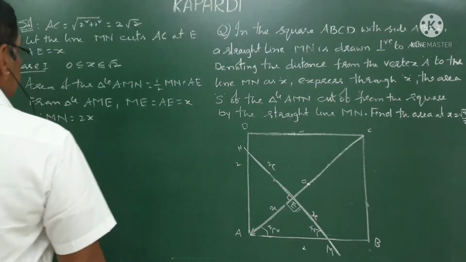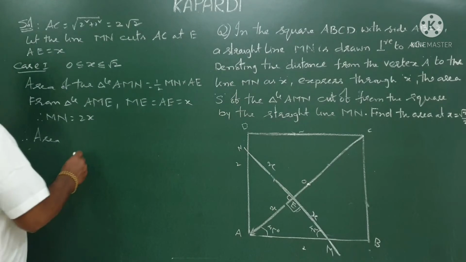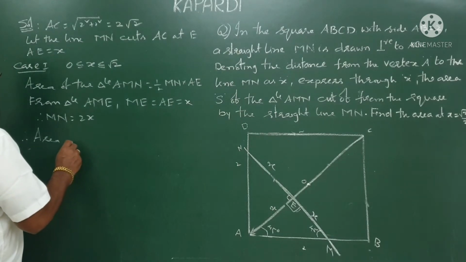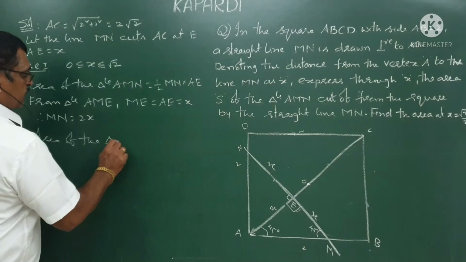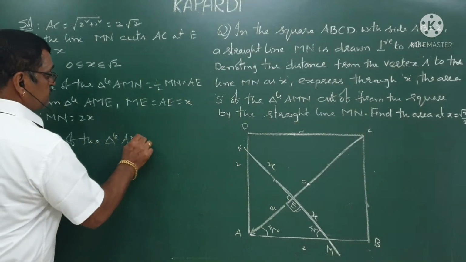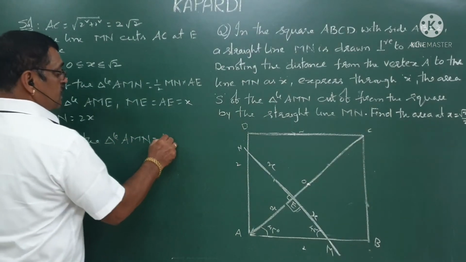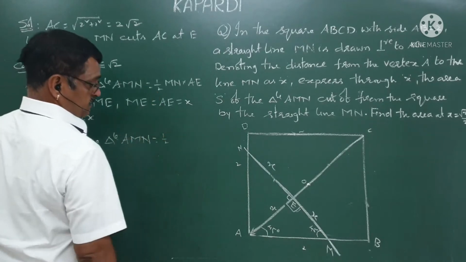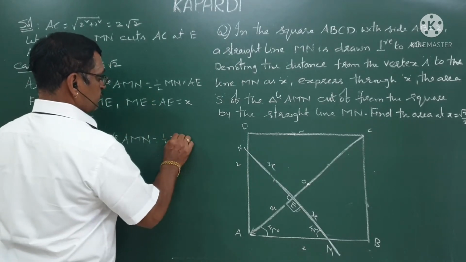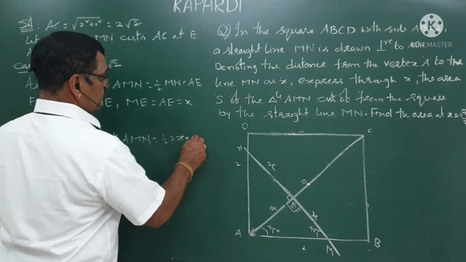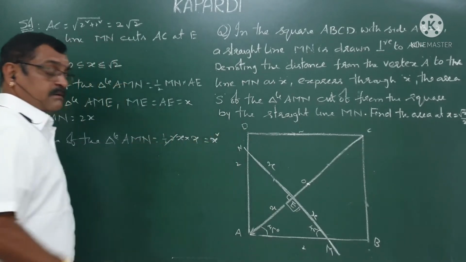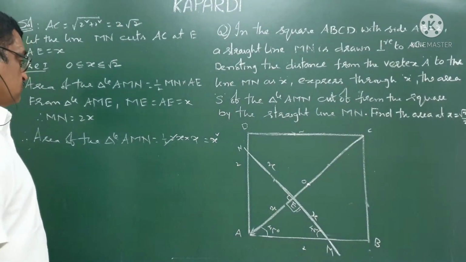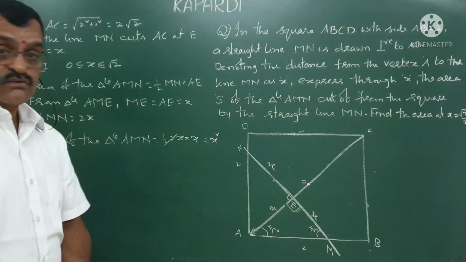Therefore, the area of triangle AMN is equal to half into MN, where MN is 2x, times height, which is x. The 2 cancels, so I get x squared. This is case 1. Now I do case 2 also.